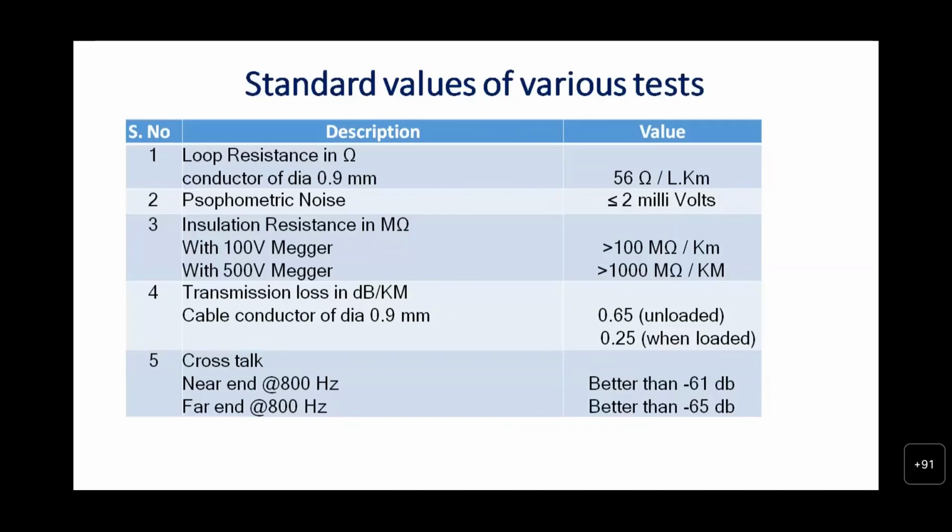The crosstalk measurement reading should be at 800 hertz. Near end crosstalk is better than minus 61 dB. Far end at 800 hertz shall be better than minus 65 dB.